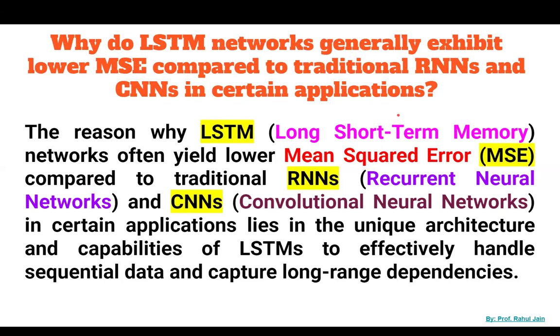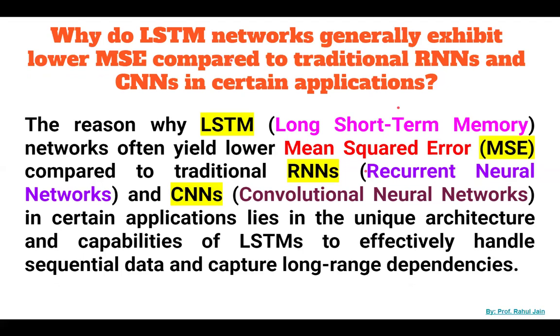And in this session, we are going to see again one of the most important problems: how do LSTM, that is long short-term memory networks, generally exhibit lower mean squared error compared to the traditional recurrent neural networks and convolution neural networks in certain applications. So what is the main reason behind it? So we are going to focus on it.